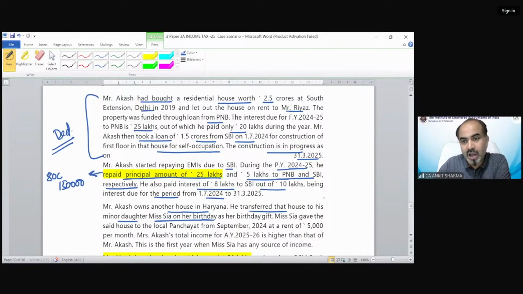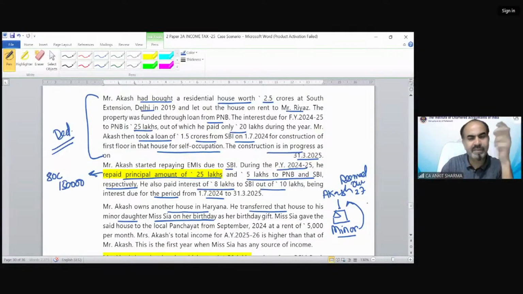So Mr. Akash transferred a house to his minor child. And because she's just a minor child, in that case Akash becomes the deemed owner of this house automatically under section 27. So clubbing is not applicable. Whatever income is generated would be treated as the income of Akash himself.